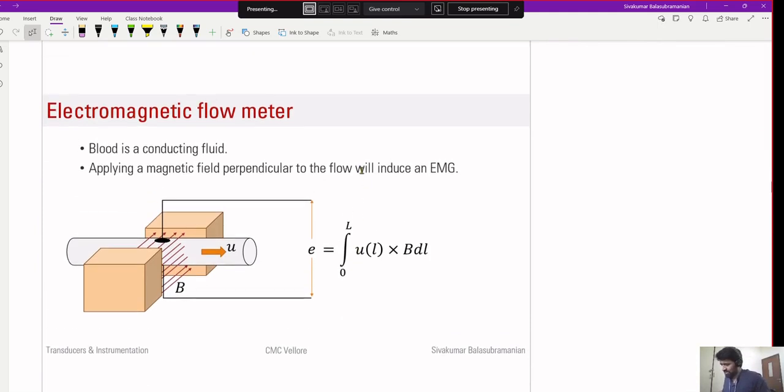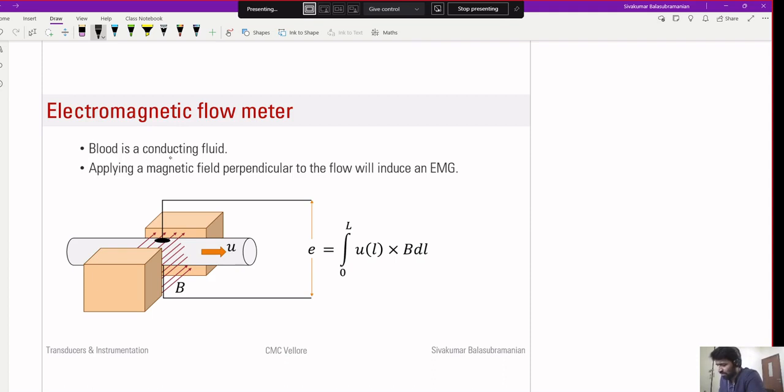Now, that's measuring cardiac output. Let's say now we are interested in measuring the flow in some blood vessel. Again, if you looked at the measure of the indicator, that could be a measure of your cardiac output as well.